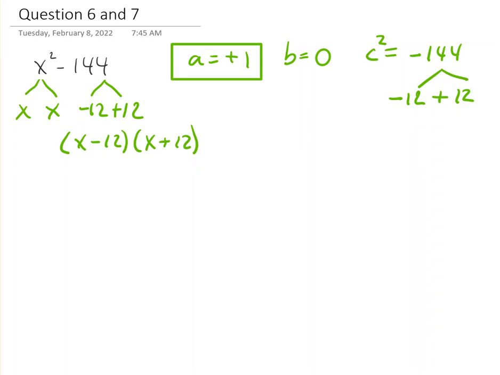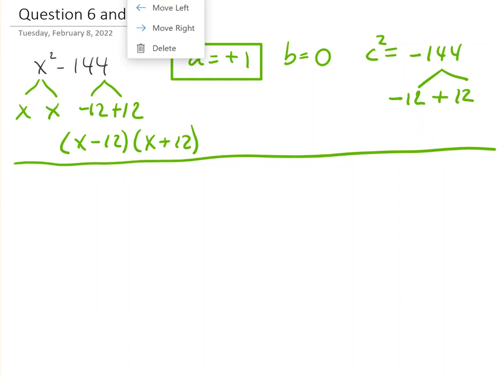Since we are factoring, the answer is the factors. That's the difference between equations and expressions. Expressions, you don't need final solutions. You just need to know what you're multiplying together. All right, now we're going to move on to question number 7.